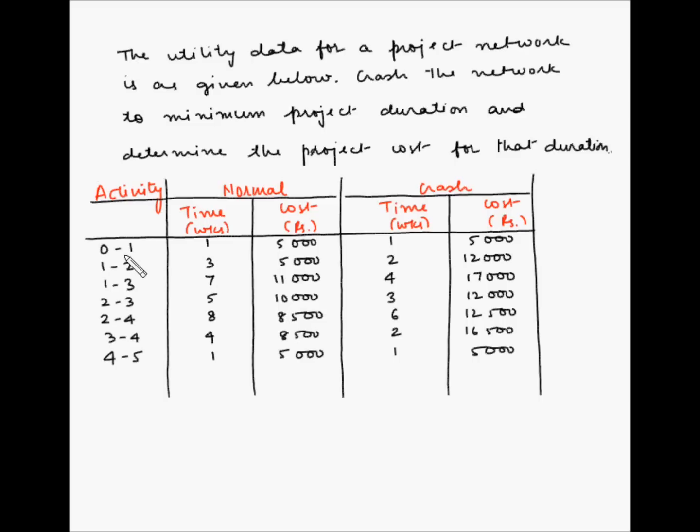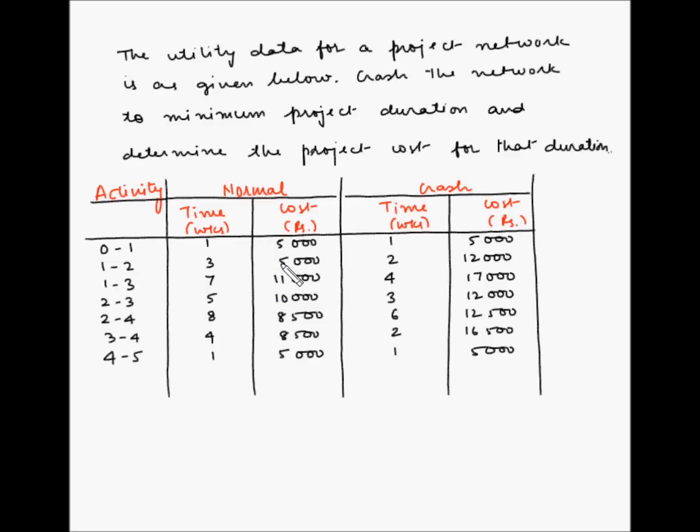So activity 01 can be completed in 1 week. Activity 1-2 can be completed in 3 weeks, and so on. Now for these activities to be completed in the normal time, we have also been given the cost. For activity 01, the normal time is 1 week and it will cost rupees 5,000. Similarly, activity 1-2 can be completed in 3 weeks at a cost of 5,000 rupees, and so on.